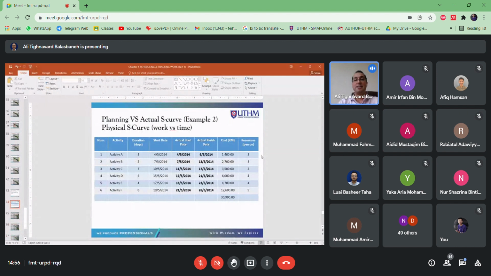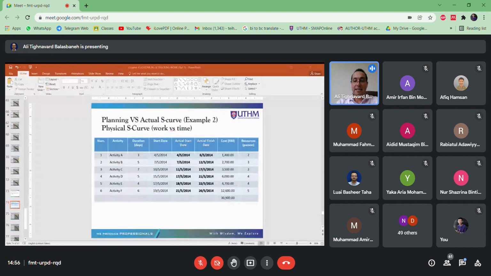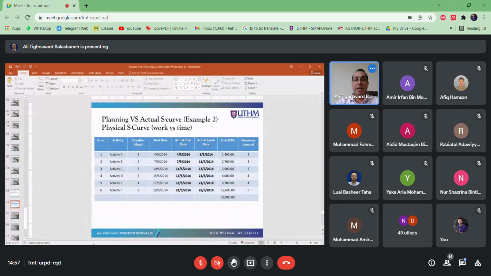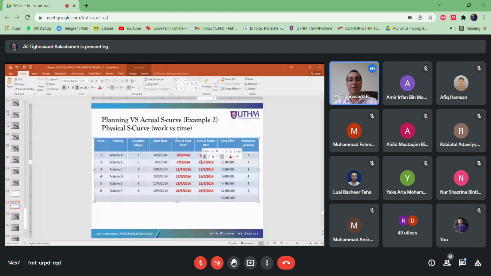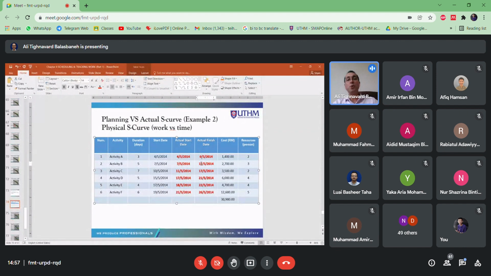Now, let's take a look here. The story is getting more interesting. The example here is planning versus actual curve. We have one example here, but the difference, if you notice, is that we have another column and two, right? What is it addressing? The actual start date and actual finish date mean when the activity actually finished. Sometimes you can see this activity is different from what you or the project manager, PM, anticipated. That's why it's very obvious that the project is going to have two S-curves.